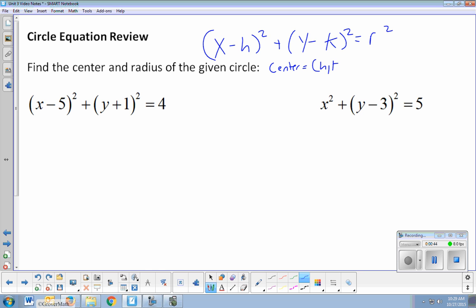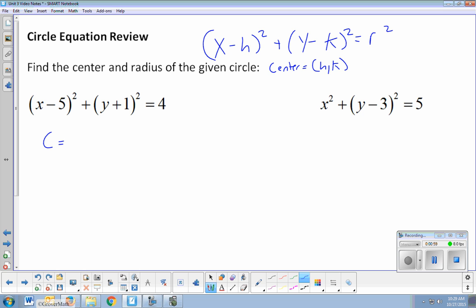And the first thing you need to notice is that in the parentheses we see x minus h, or negative h, but the center is positive h, and y minus k, or negative k, and the center is k. So you're going to see an opposite sign relationship there.